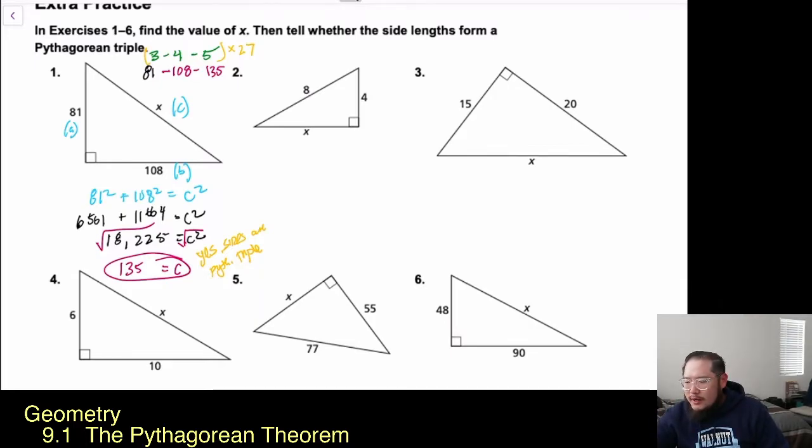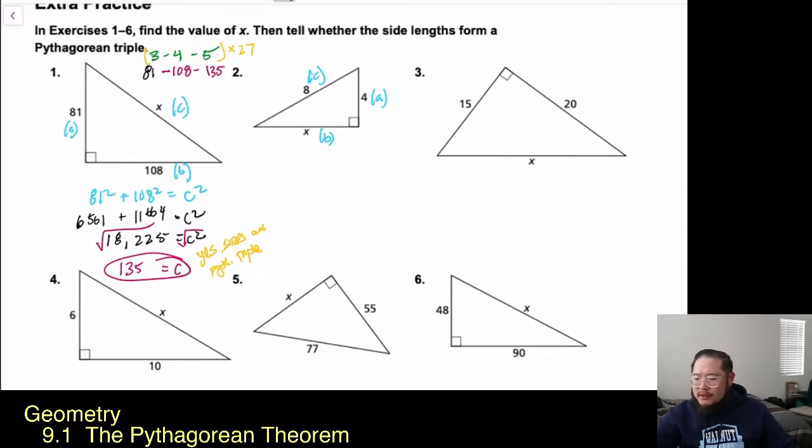So on this one right here, we have, I'll go ahead and say that 4 is A, x is B, 8 is C. And once again, it doesn't matter which legs you decide to say is A and B, but C must always be the longest side and be opposite of the right angle.